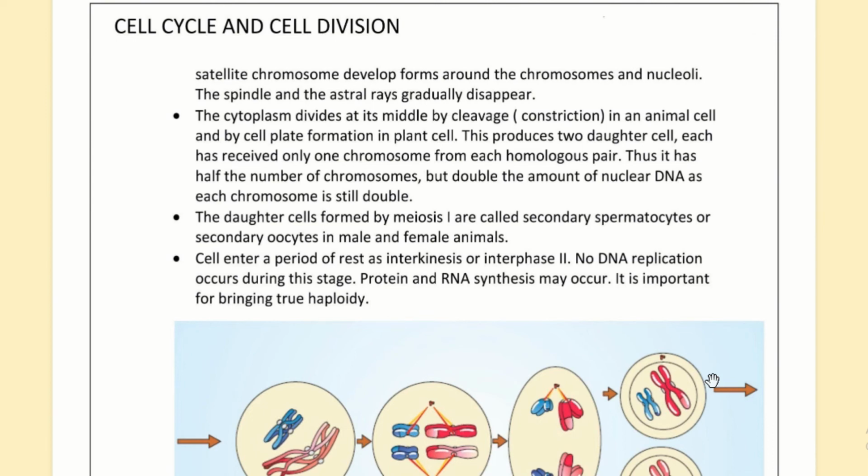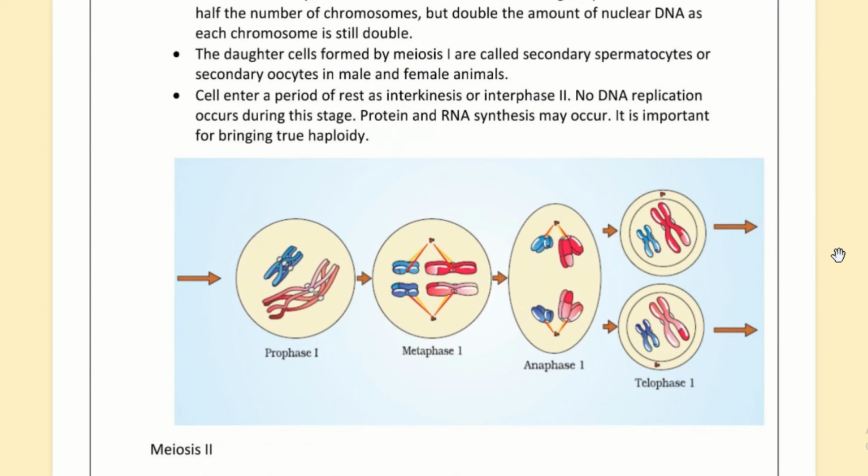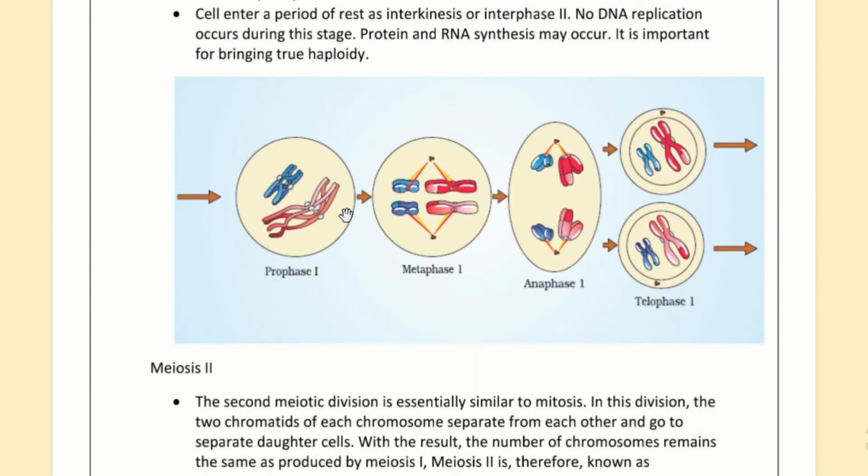Cells enter a period of rest known as interkinesis or interphase 2. No DNA replication occurs during this phase. Protein and RNA synthesis may occur. It is important for bringing the true haploidy. Here you can see prophase 1, metaphase 1, anaphase 1 and telophase 1.